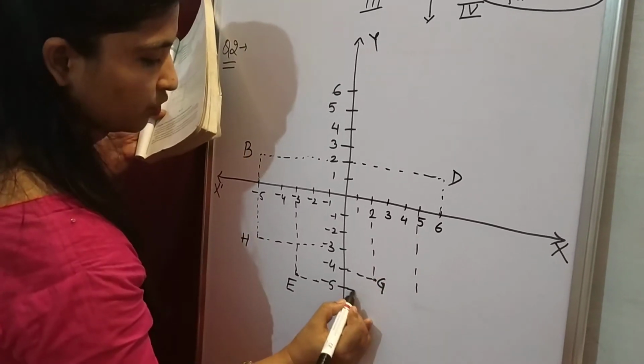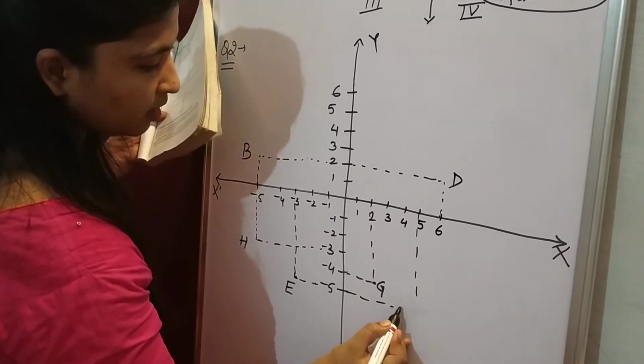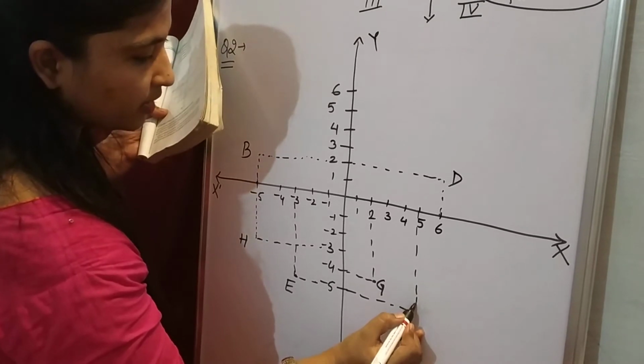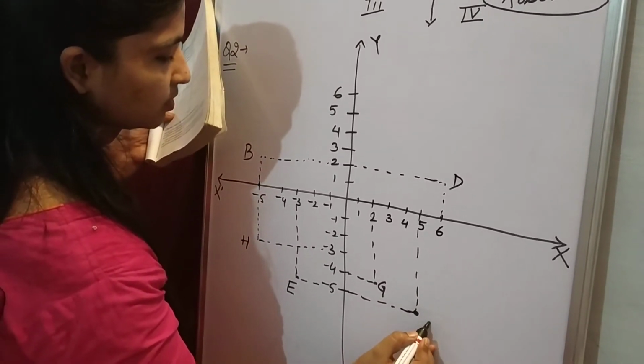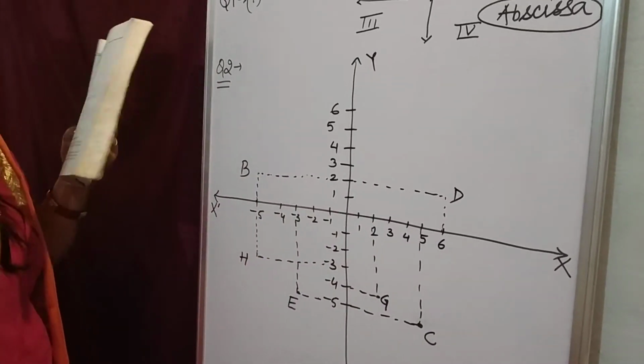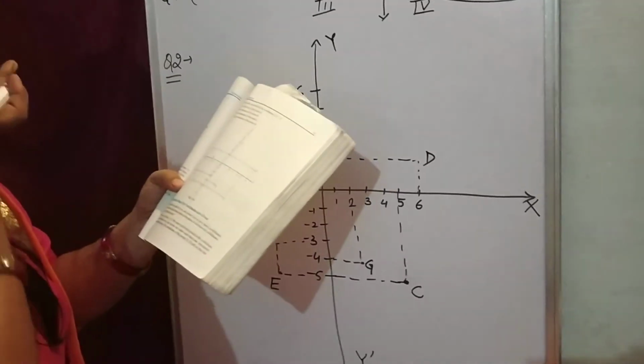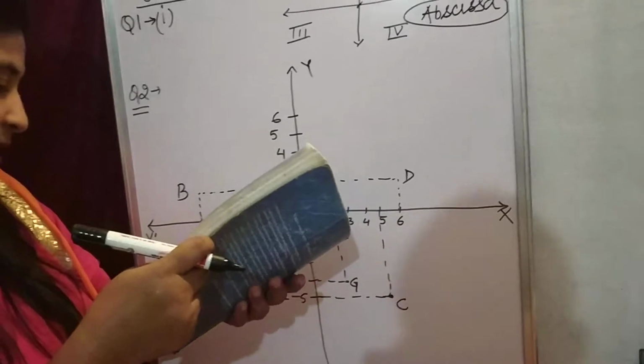I think everyone knows what a graph is: a green colored paper where boxes are made. So the same thing you have to do on the graph paper, students. Take care of this. You will not draw it in the notebook. Okay, now question number two, part one.